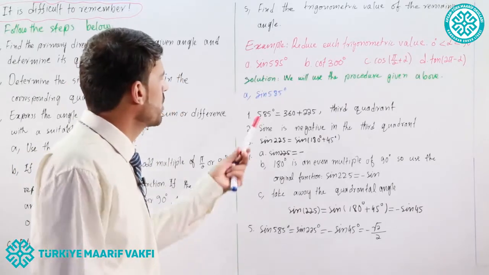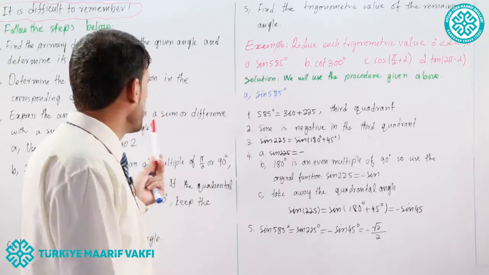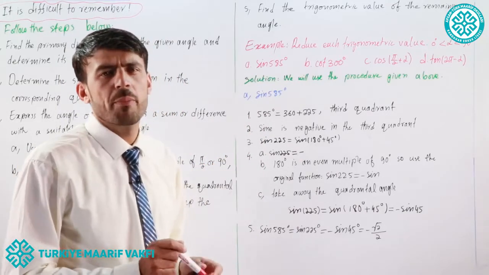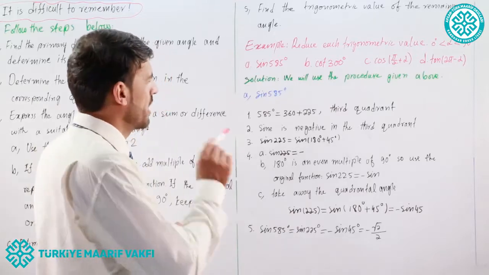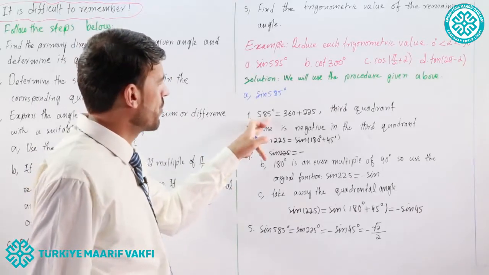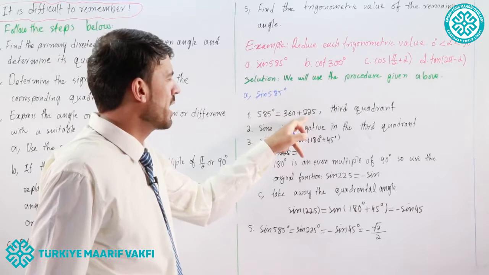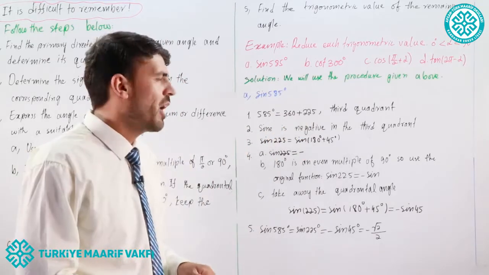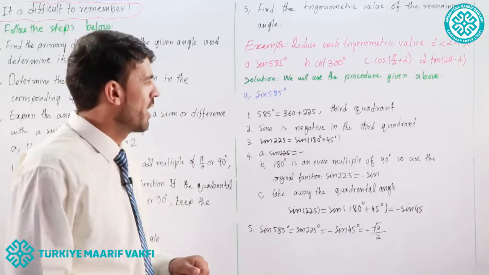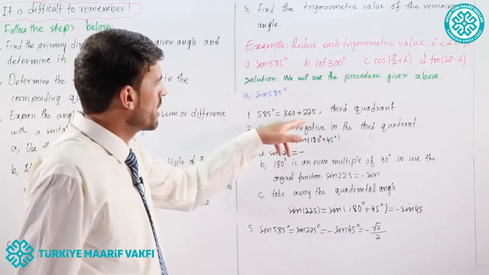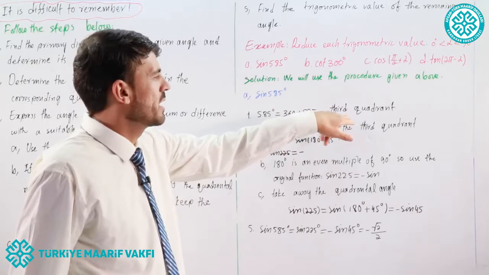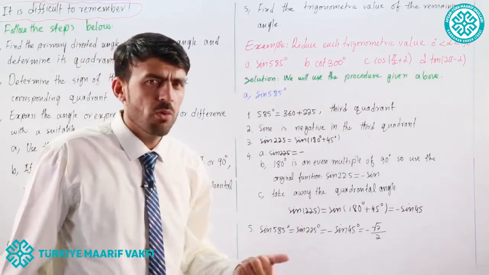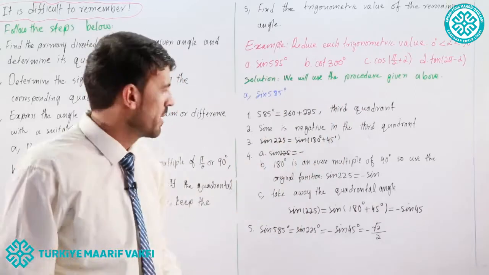We have sine 585. In the first step, we should find the primary directed angle of the given angle. The given angle is 585. The primary directed angle is 225. Also, we should identify the quadrant of the angle. The quadrant of 225 is the third quadrant, because it is greater than 180 and smaller than 270.